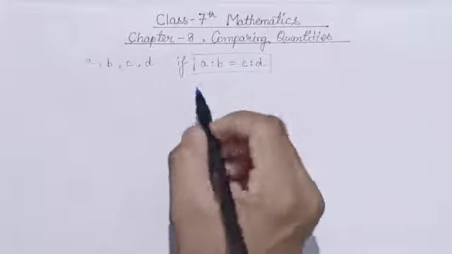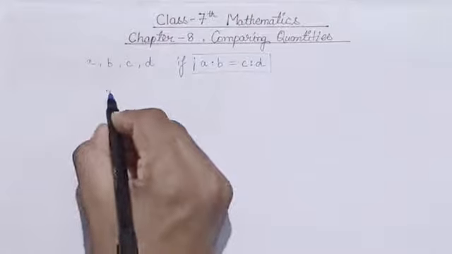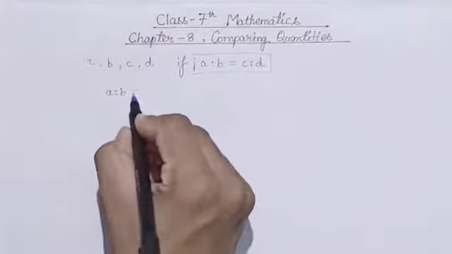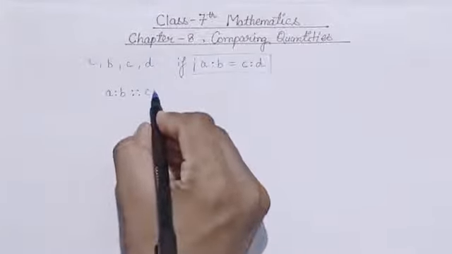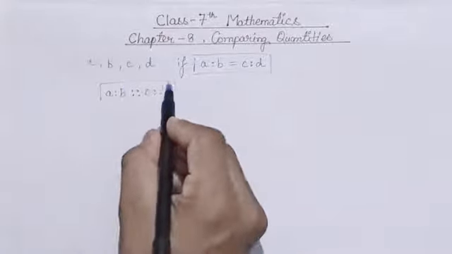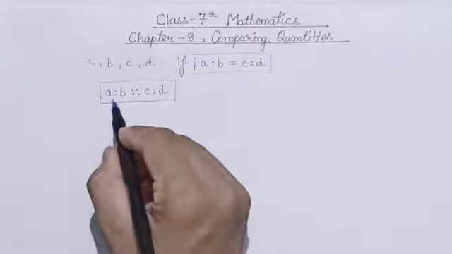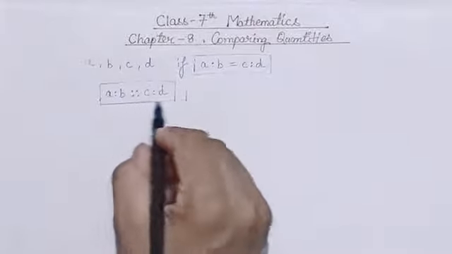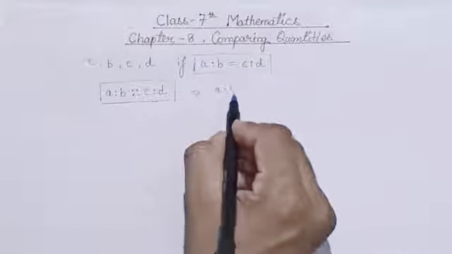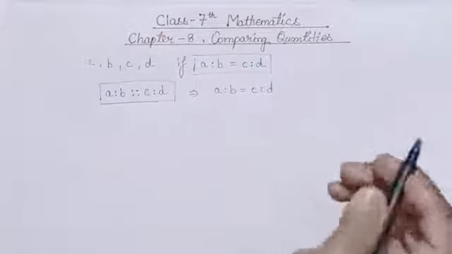And how do we write these numbers in proportion? We can write it as A ratio B, then the sign of proportion, then C ratio D. So if somewhere you see it written like this, then it means that the numbers A, B, C and D are in proportion, and it implies that A ratio B is equal to C ratio D.